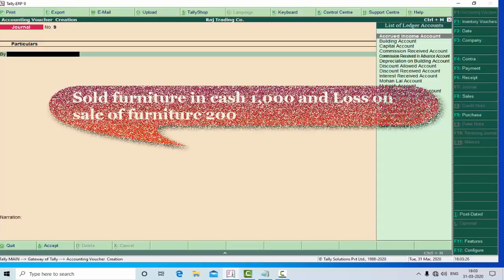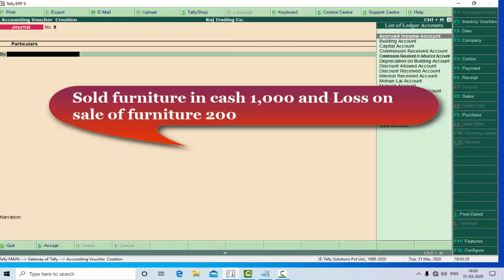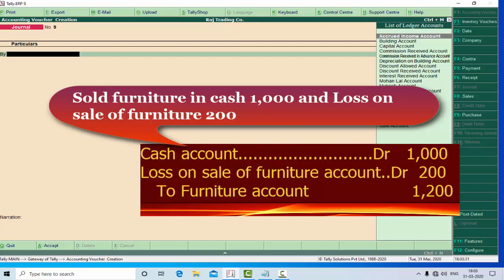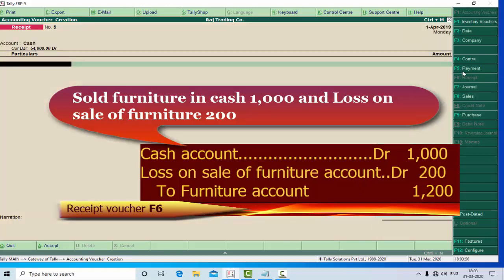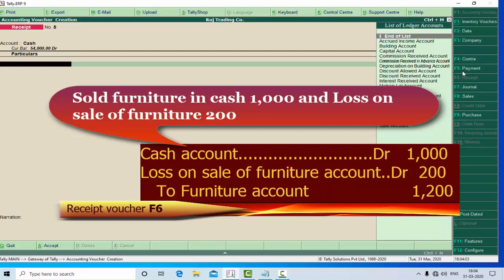Next entry is sold furniture in cash and loss on sale of furniture 200. So when any asset is sold and cash received, then cash account debit, and that asset which is sold by us will be credited, furniture account will be credited. And if the payment is received by bank, then bank account will be debited, but in this entry the amount is received by cash, so we will debit the cash account, and that entry will be recorded in the receipt voucher, and cash account will be debited, and credit the furniture account. Any asset which is sold by us will be credited.